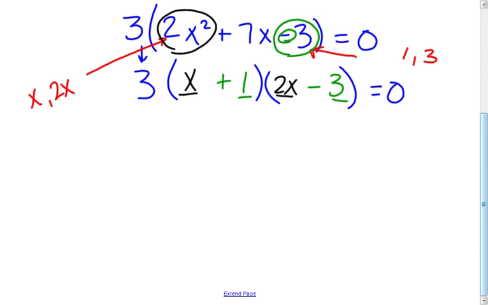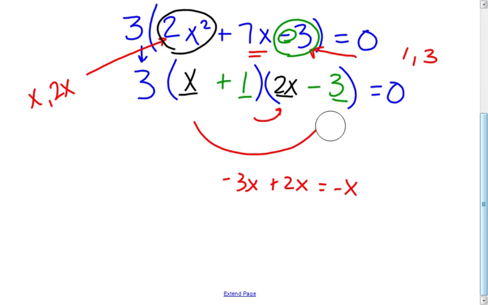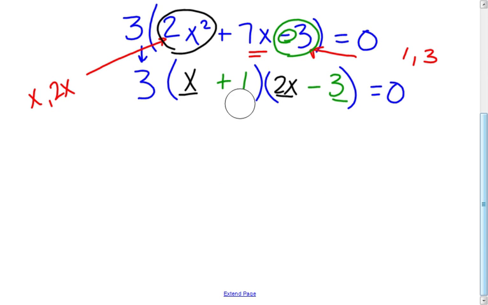Alright, so now we need to check our middles. So here we go. On the outside, negative 3x. On the inside, positive 2x. Negative 3x plus 2x gives me negative 1x, which I need 7x in the middle. So that's not it. Okay? I am going to switch the 1 and the 3 around and see if that helps.